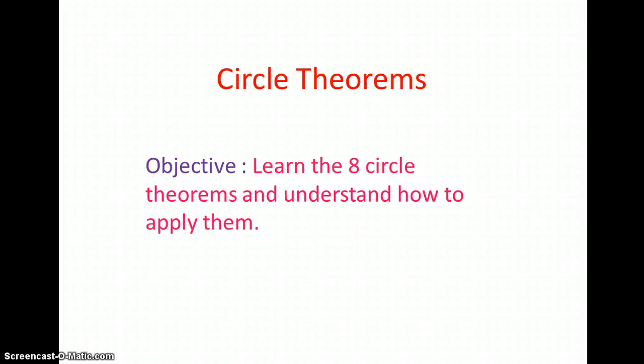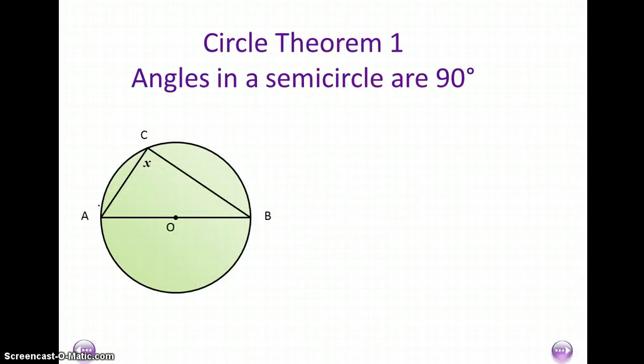Theorem, copy the diagram and write the circle theorem. Circle theorem 1. Angles in a semicircle are 90 degrees. Here, the line AB is the diameter of the circle, and the angle ACB here is 90 degrees.